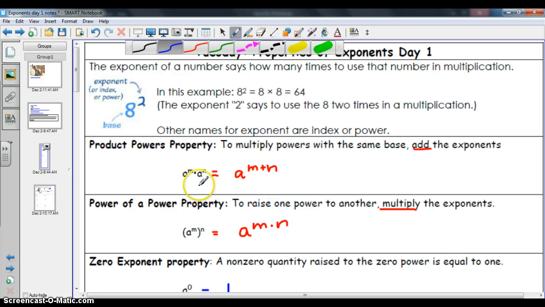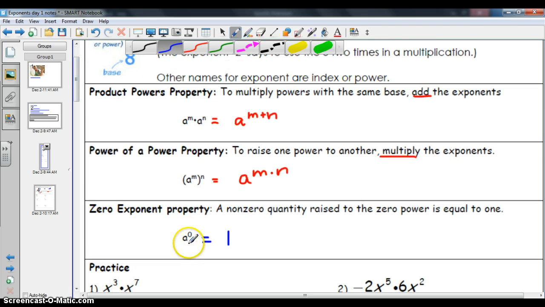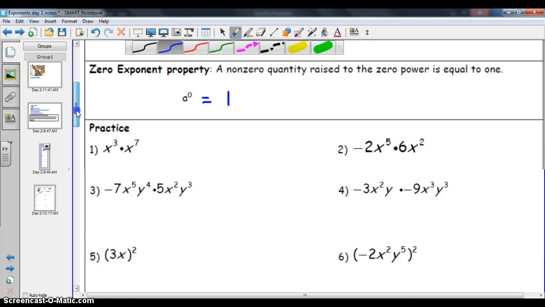If anything's on the same level, it's multiplication, and it has the same base, we can add those exponents. If it's being taken to a higher power, that's when we multiply those exponents. And then the other rule is that anything to the 0 power is 1 when it's a non-zero quantity. So let's go ahead and practice.